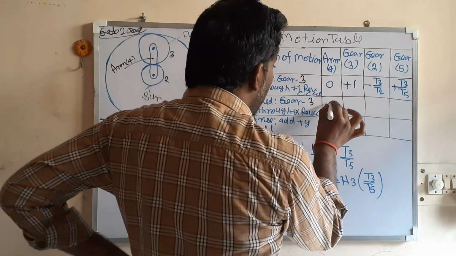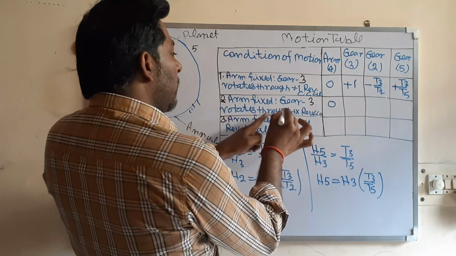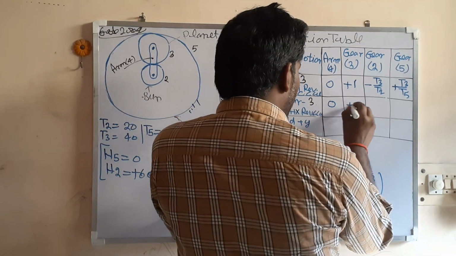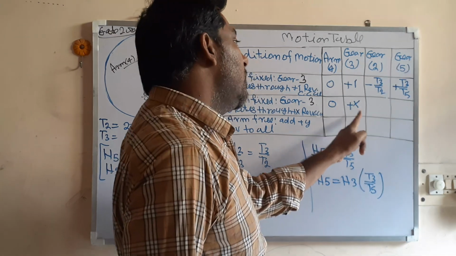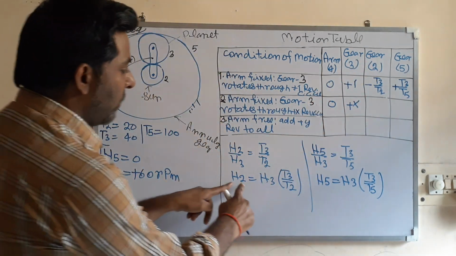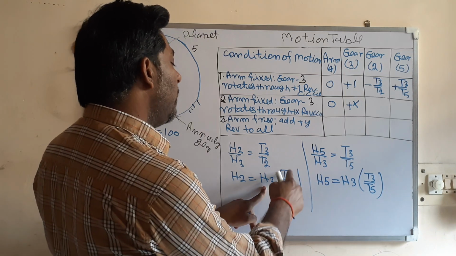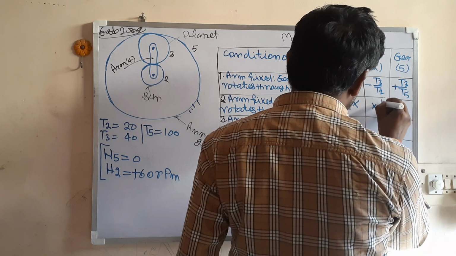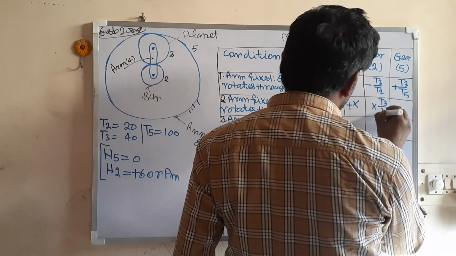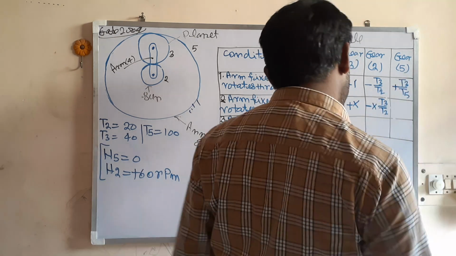Arm fixed. Again the arm is fixed, so its velocity is 0. Gear 3 rotates through plus x revolution. Then what will be the speed of gear 2? Just put the speed of gear 3 here, x, so x times T3 over T2. So this will be x times T3 divided by T2. Again the same sign.